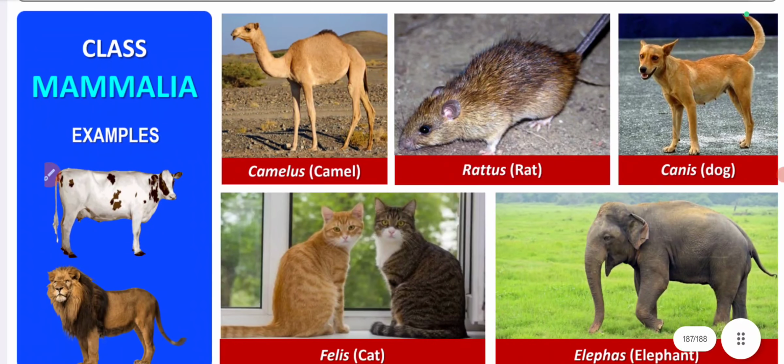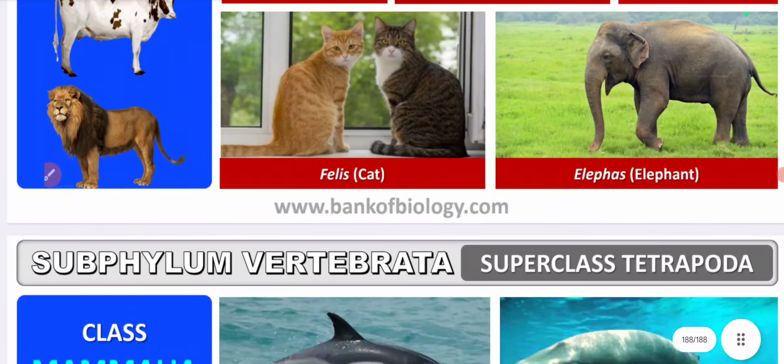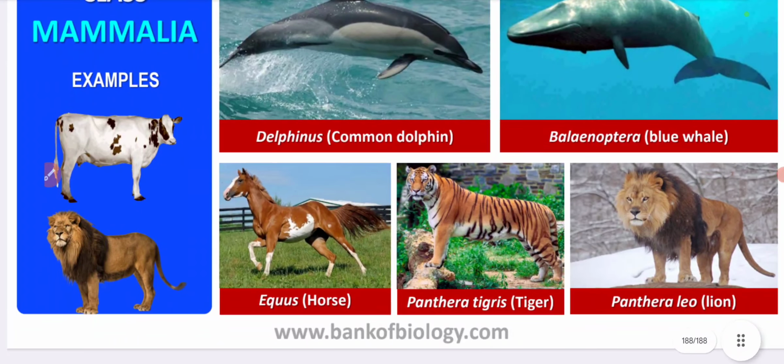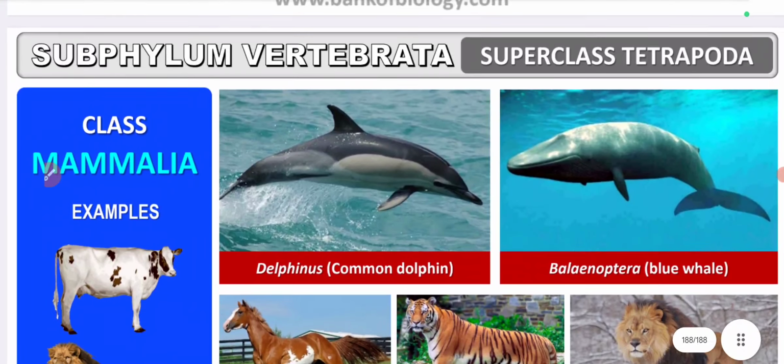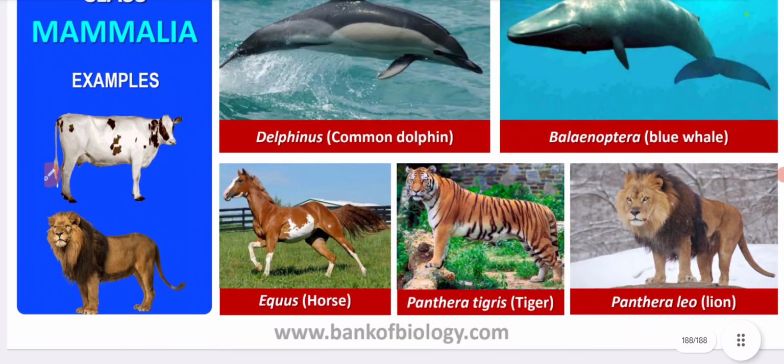Some other examples: Camelus, camel; Rattus, rat; Canis, dog; Felis, cat; Elephas, elephant; Delphinus, common dolphin; Balaenoptera, blue whale; Equus, horse; Panthera tigris, tiger; Panthera leo, lion. Okay, these are some examples of the superclass Tetrapoda class Mammalia. And with this, we have completed the largest chapter of Animal Kingdom. And I hope this video will be helpful to you for proper understanding of this chapter.